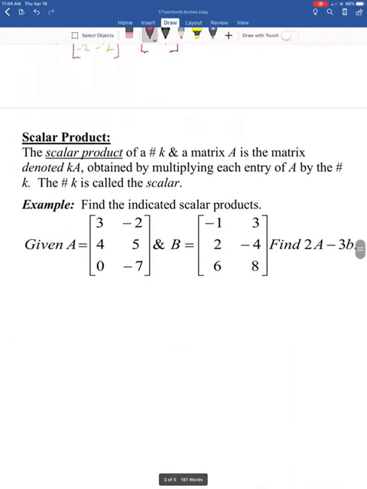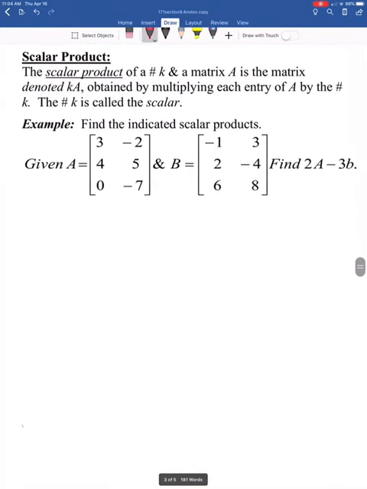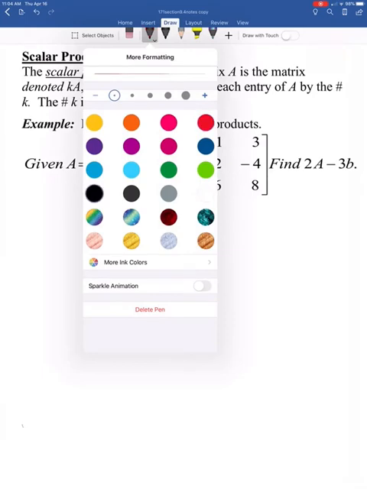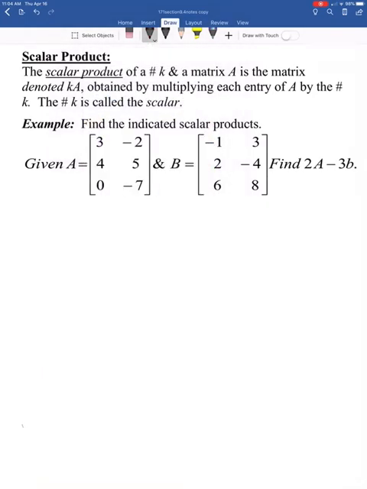Let's move on to another fairly straightforward operation. So we've done addition, subtraction. We'll move on to scalar products. Now, a scalar product is taking a scalar, a constant, and distributing it through your matrix. So if you have a number like K and a matrix A, you would find the product K times A, or the scalar product, I should say, which is obtained by multiplying each entry of A by the scalar, by the number K. Again, K is called the scalar of the matrix.